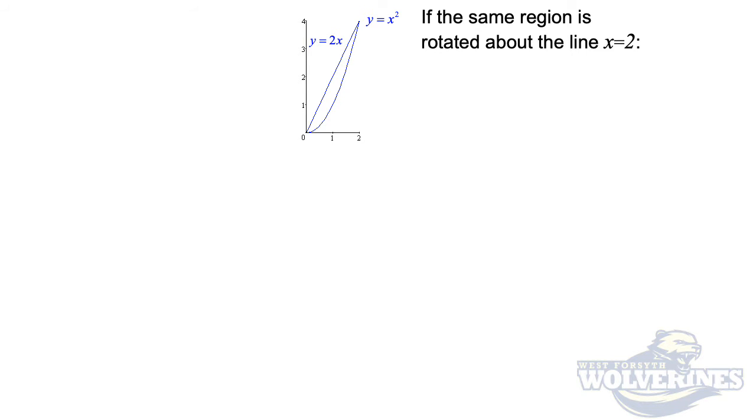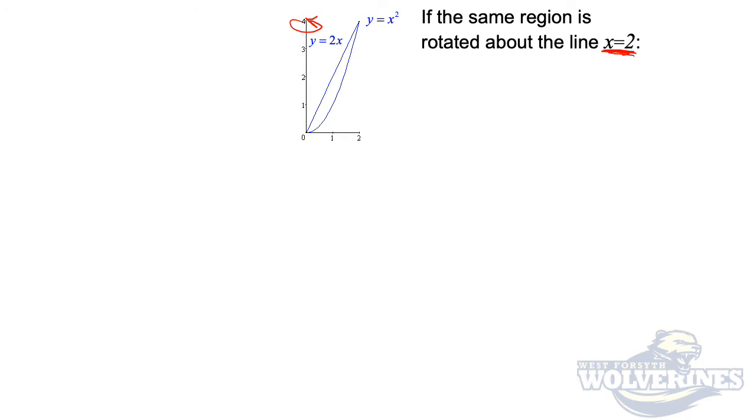Okay, now this says if the same region is rotated about the line x equals 2. This is referring to an example we did yesterday where we've got y equals 2x and y equals x squared. And yesterday we took that region and we rotated that around the y-axis. Well, today instead, we're going to be rotating it around the line x equals 2.